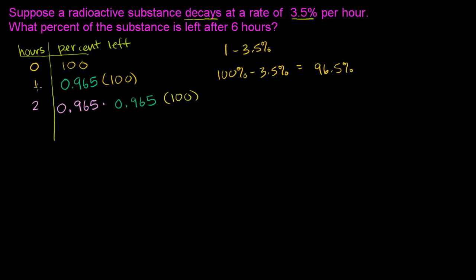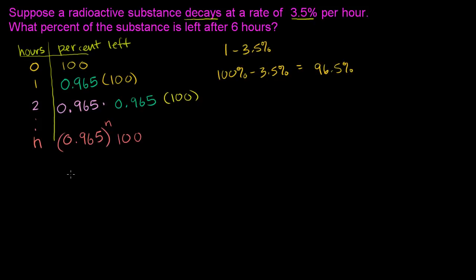So in the first hour, we have 0.965 to the first power times 100. In the 0th hour, we have 0.965 to the 0th power. We don't see it, but there's a 1 there, times 100. In the second hour, 0.965 to the second power times 100. So in general, in the nth hour, let me do this in a nice bold color, we're going to have 0.965 to the nth power times 100 left of our radioactive substance.